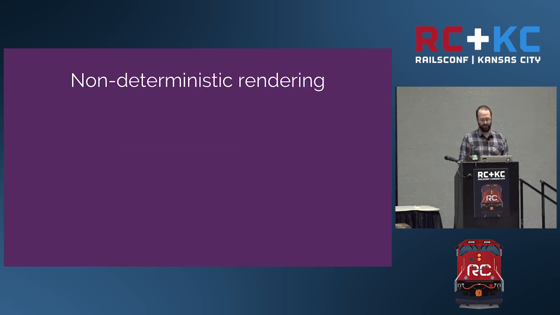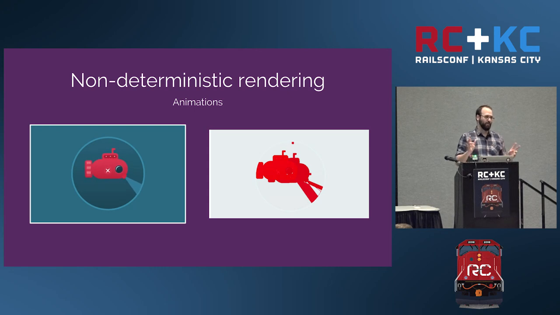So on the non-deterministic rendering front, there's a bunch of things that change in browsers, right? We're not just doing static pages. Animations are the big obvious one. Take this pure CSS animation. If you visually diff this a bunch of times, what diff are you going to get? You might get this diff, you might get this diff, you might get this diff, right? These aren't useful to you. They're just noise.